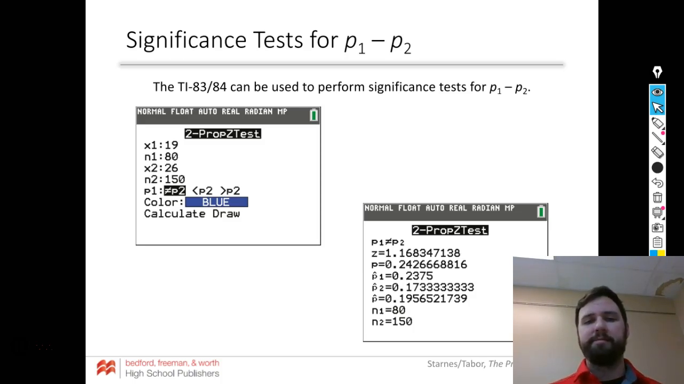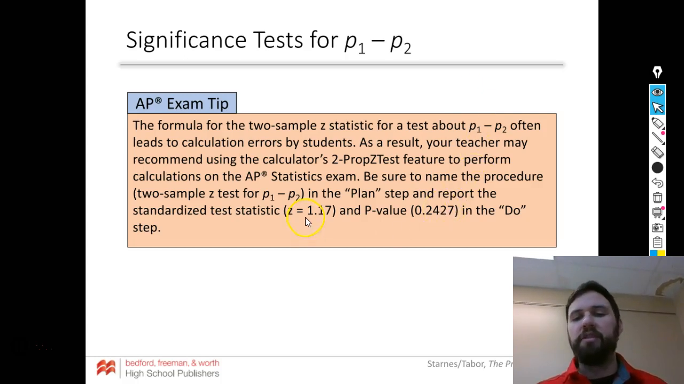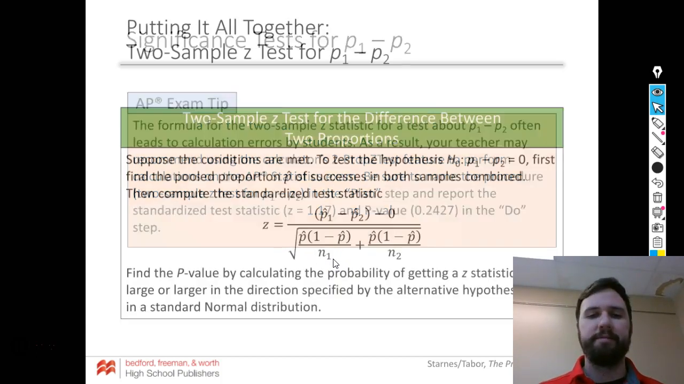Okay, guys, and be careful. Make sure you name the procedures in your plan. Make sure you tell them what you're doing. Make sure you still state your Z and your P values in the plan step, or else they will not be happy with you if you're using a calculator.